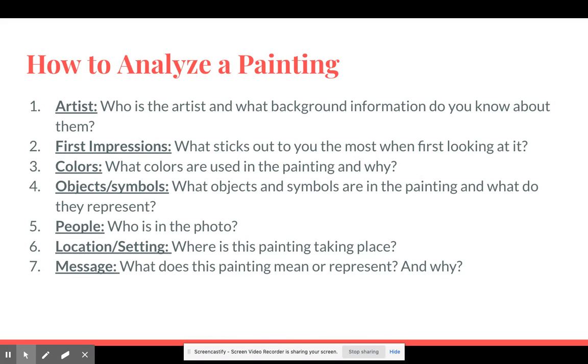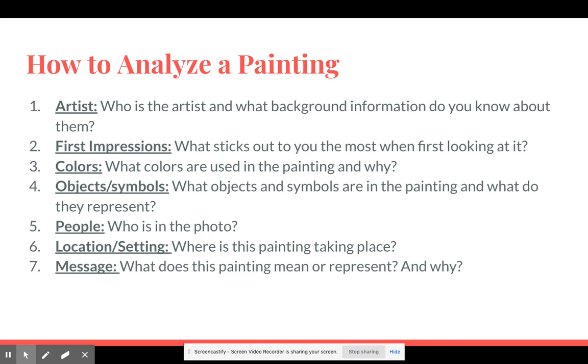Where is this painting taking place? Is it outside? Is it in a park? Is it in a restaurant? Is it in a nightclub during the Harlem Renaissance? Whatever it may be. And then the last part is number seven, the message. Again, what does this painting mean or represent and why?